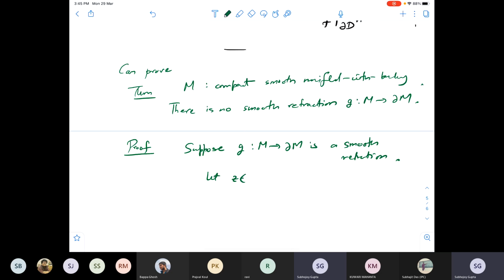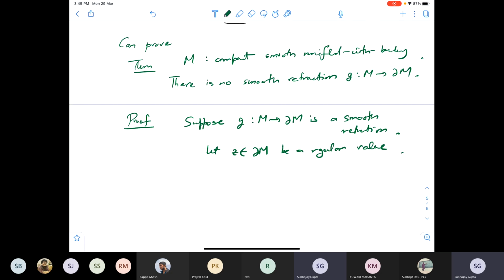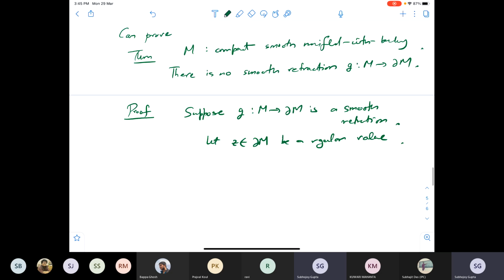Let Z in the boundary of M be a regular value. This is guaranteed by Sard's theorem. So such things exist and they're full measure in the boundary. So then, from what we just saw, this G inverse of Z is going to be a submanifold of M with boundary.